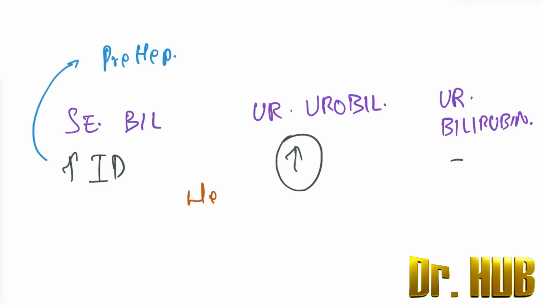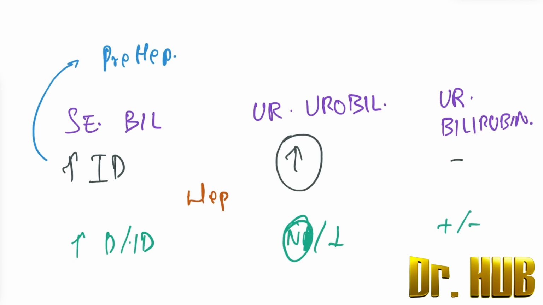Next we move on to the hepatic. So under hepatic there is an increase, and the direct as well as the indirect will be increased. The urobilinogen will be normal, as well as it can be decreased, and the urine bilirubin it can increase or decrease.